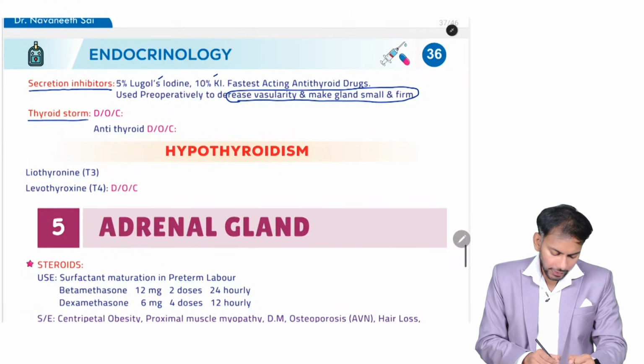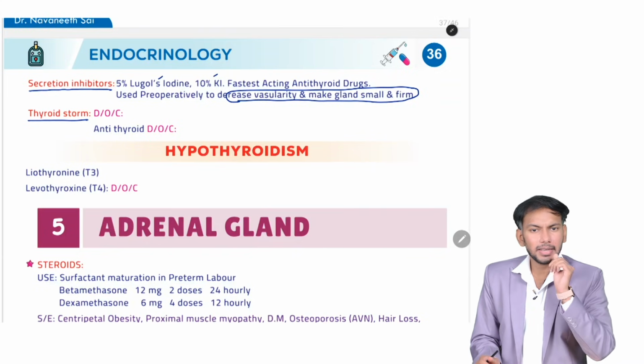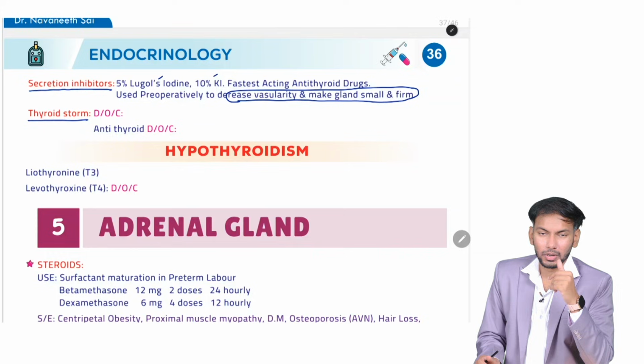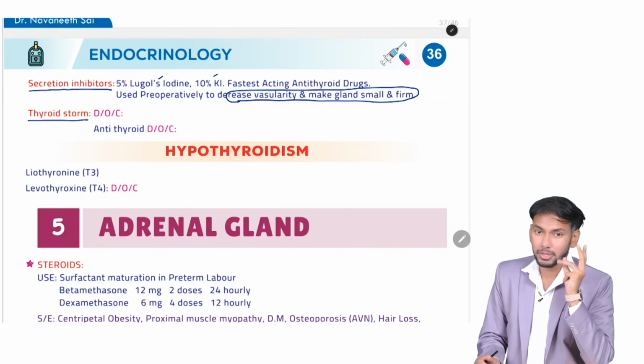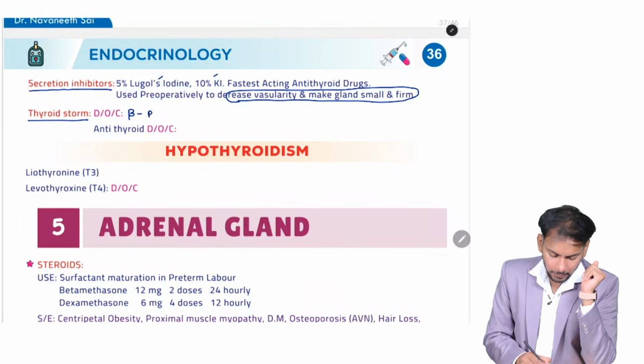Now, coming to thyroid storm. In thyroid storm, you will have atrial fibrillation. If you remember atrial fibrillation, I told you drugs for rhythm control and rate control. For rate control, what are the drugs we are using in atrial fibrillation? Beta blocker, calcium channel blocker, and digoxin. That is why the drug of choice here is beta blocker.